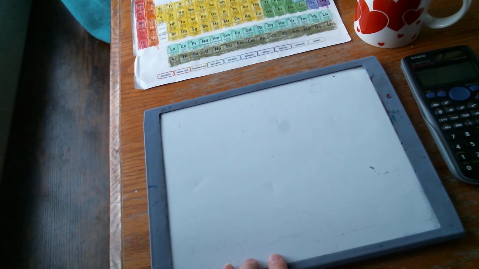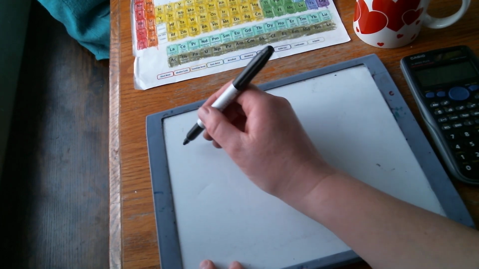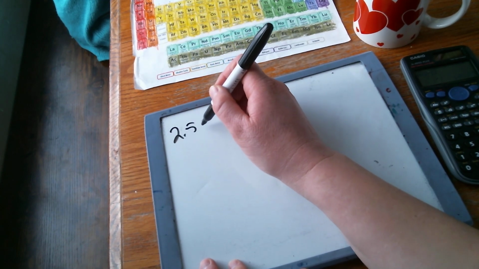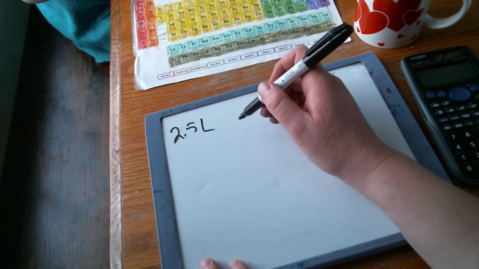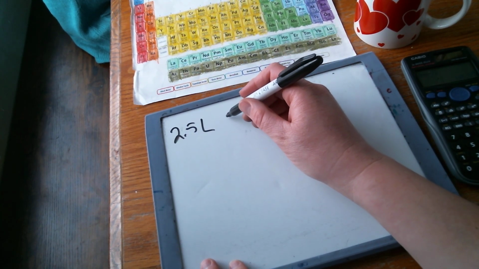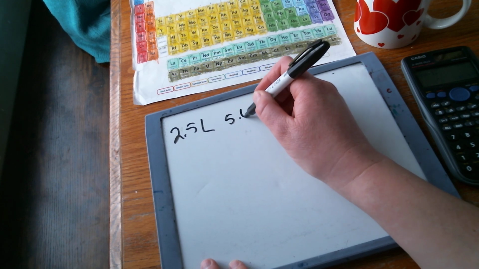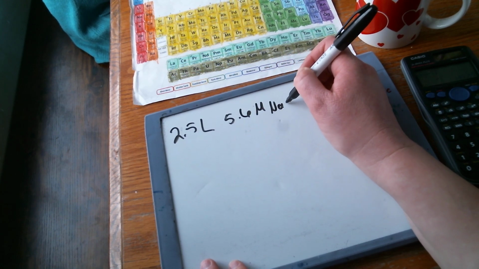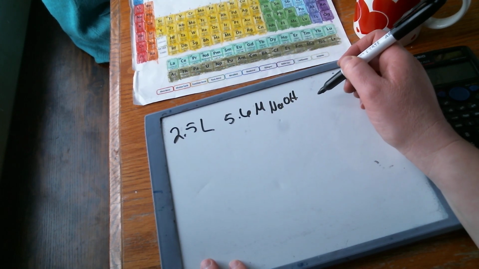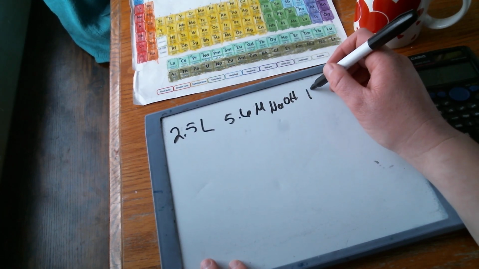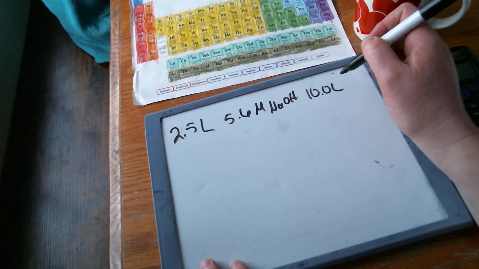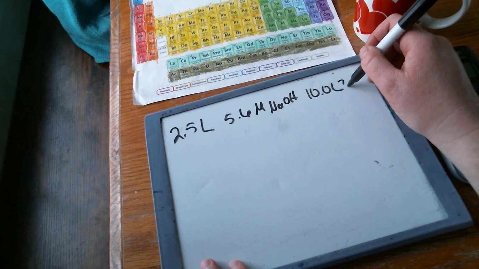Okay. A chemist takes 2.5 liters of 5.6 moles NaOH with enough water to make 10.0 liters of what molarity?